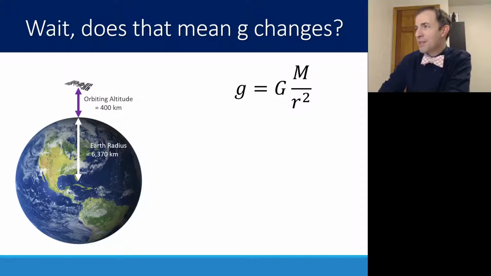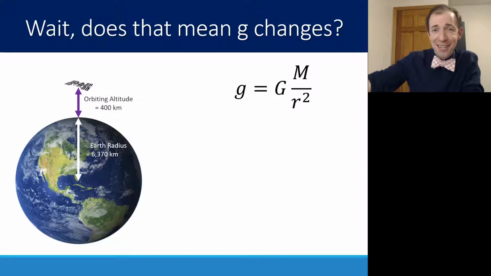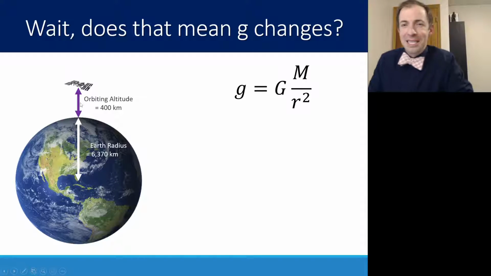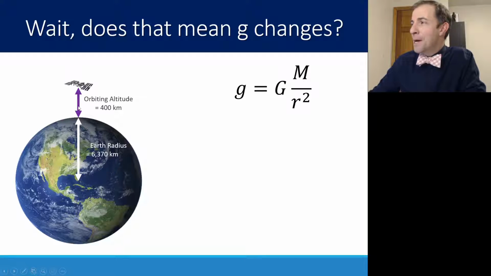Well, there are a couple different things that we can do here. It means that g changes. So on the surface of the Earth, g was 9.81. But the farther you get from Earth, the smaller g is going to be. Here, the International Space Station is 400 kilometers above the planet. This is definitely not to scale. 400 kilometers actually looks way, way closer to the Earth. I'm just using this to make it a little easier to see.